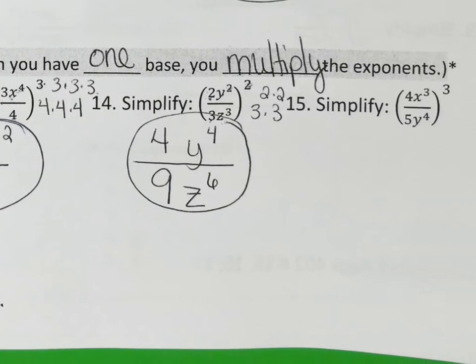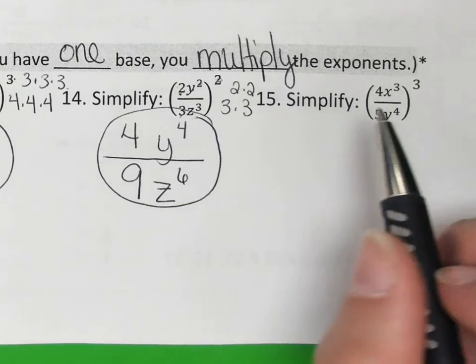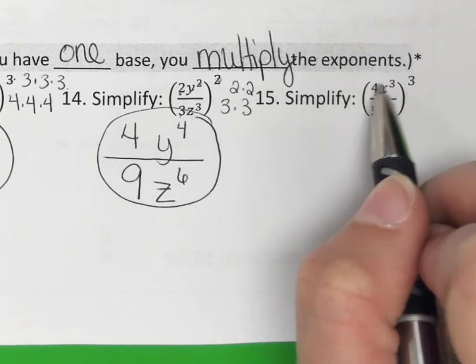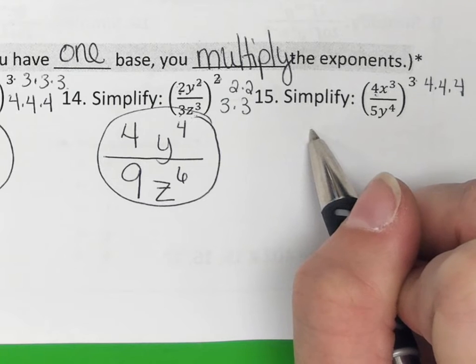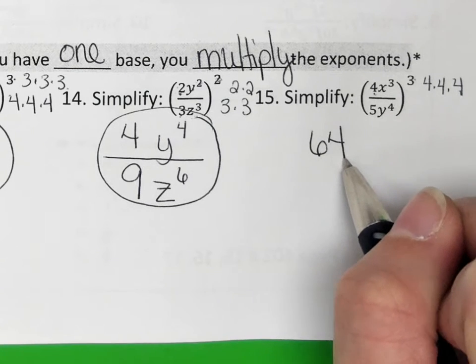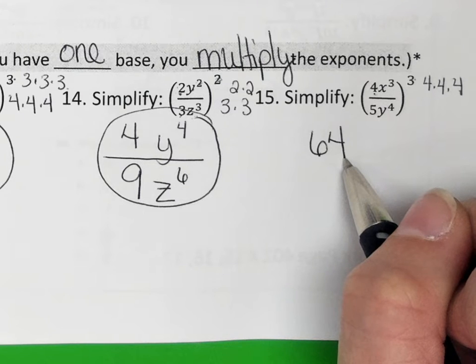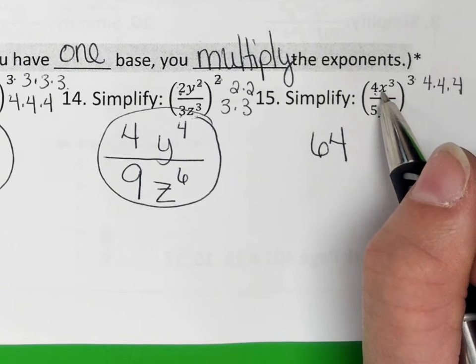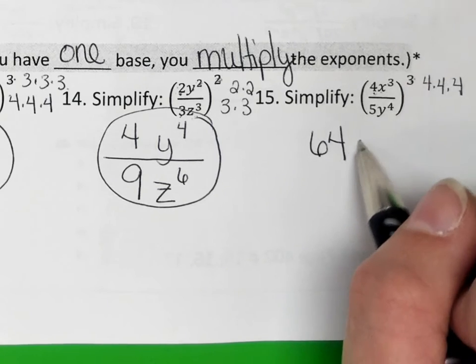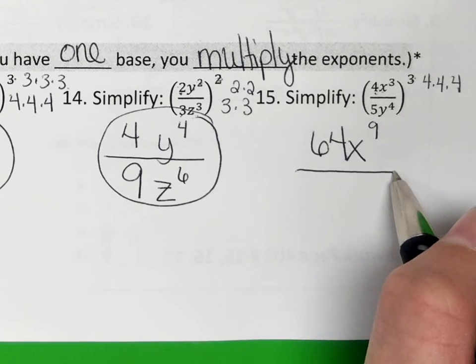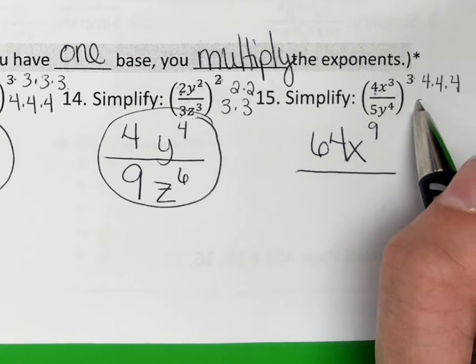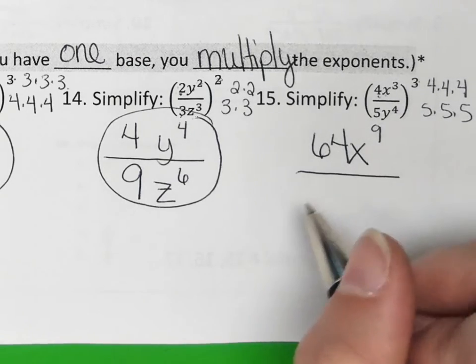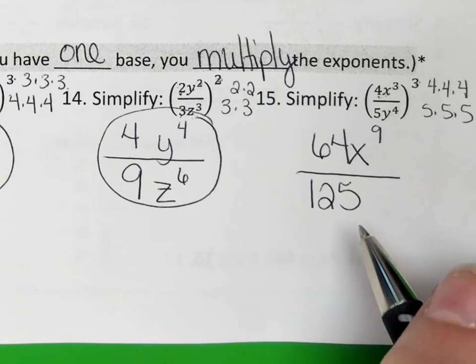Alright, last one, then we're done. How many big 4's do I have? 1. So 4 to the 3rd is 4 times 4 times 4. It's like 16 times 4, which is how much? 64. Very good. How many x's do I have? 1. What do I do? 3 times 3 is 9. How many big 5's do I have? 1. 5 to the 3rd. 5 times 5 times 5. 125.